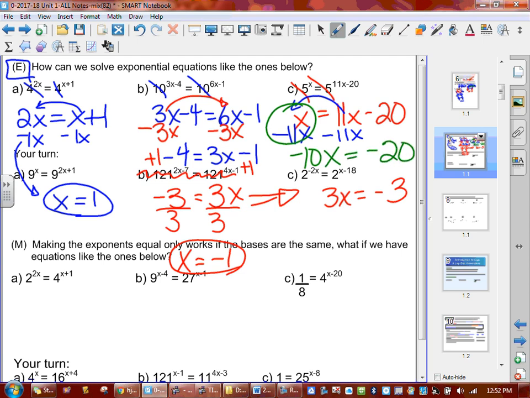Is the green hard to see from the back? No. No? Good.